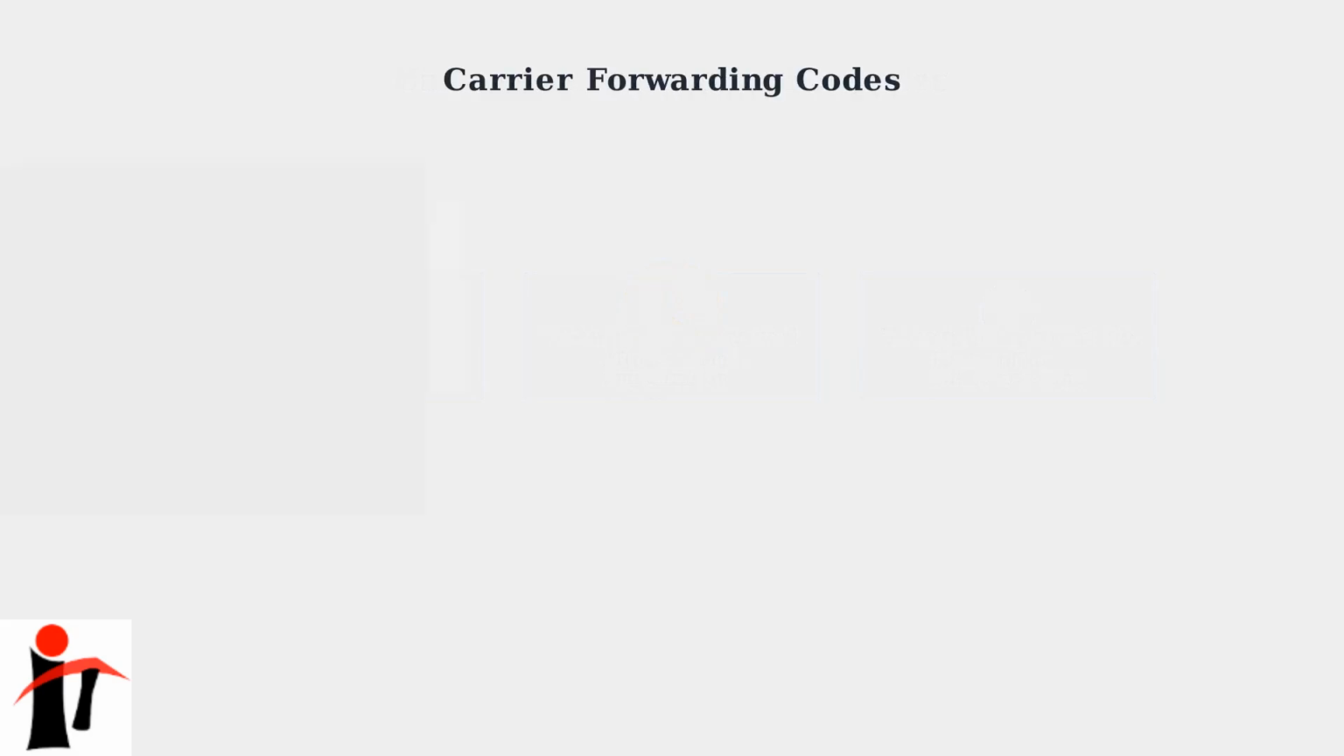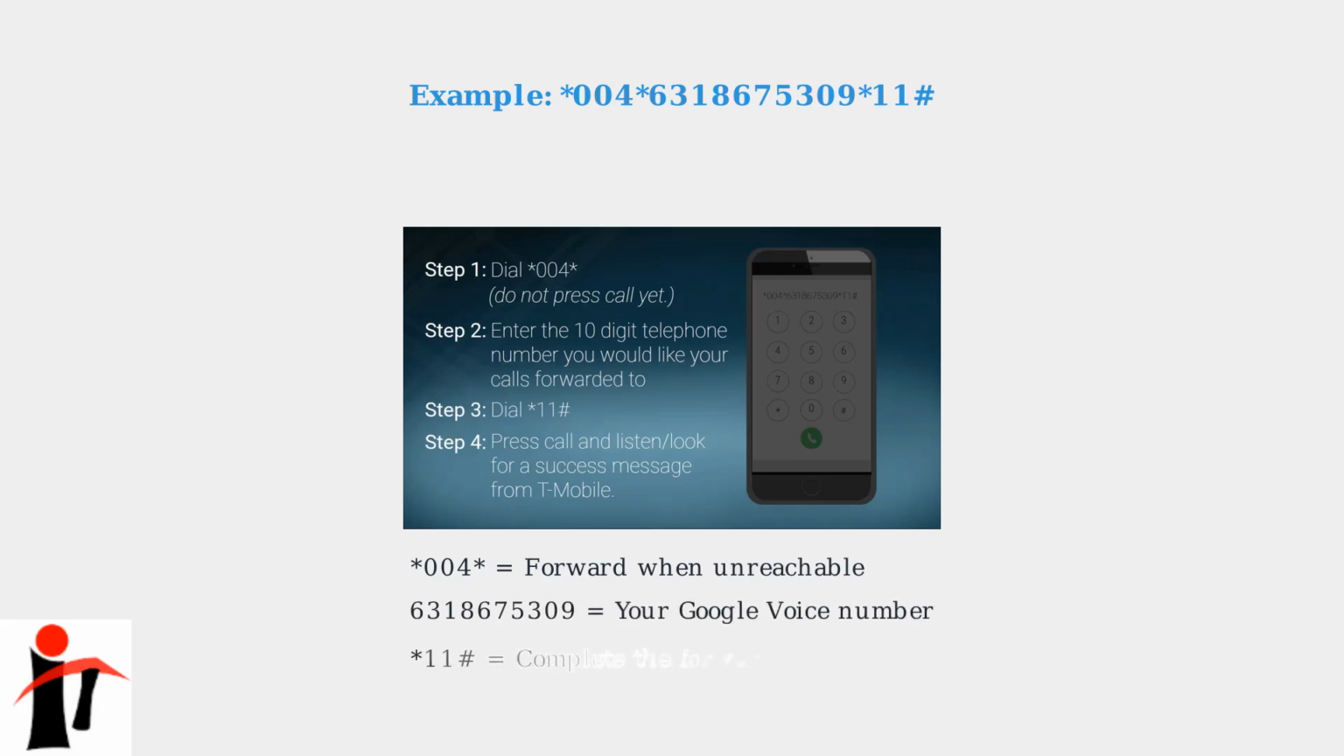Each mobile carrier uses specific forwarding codes to activate and deactivate call forwarding. These codes are essential for proper Google Voice setup. Now let's look at a practical example. Here's how you would enter a forwarding code on your phone's dial pad to set up call forwarding.